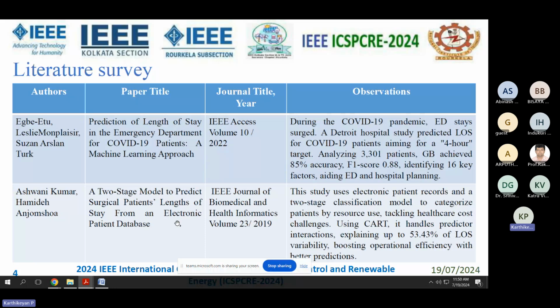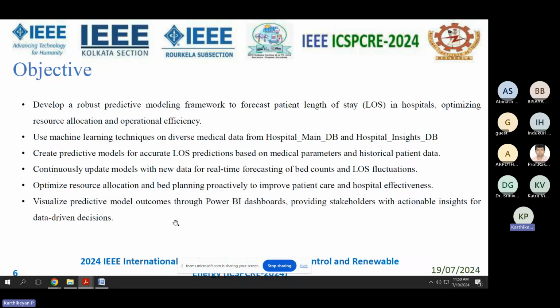These are the literature. Then our main objective is developing a robust predictive model which is directly applied to the hospital database. Generally, hospitals maintain the main database which collects all the patient data, and we separately maintain another database, the hospital insights DB, where we collect and store relevant features and relevant data sets. Then we perform machine learning operations and visualization operations. Once we accurately predict the patient length of stay, it will help with easy resource allocation.